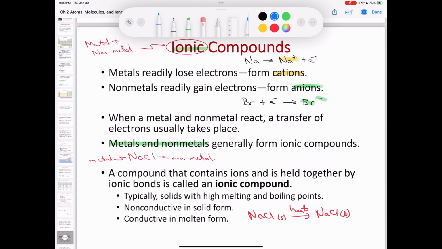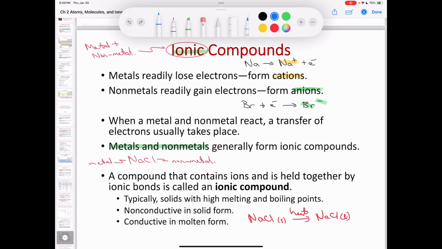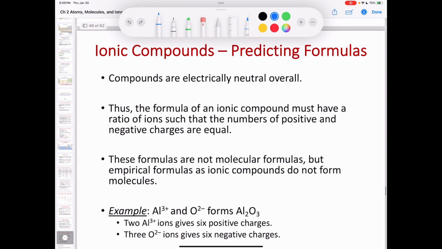So you could say here, the sodium chloride solid will not conduct electricity, but when you melt it, it does conduct electricity. Anyhow, don't try that at home, but we'll talk more about electrolytes later on in the class. Now, how do we predict a formula for an ionic compound?